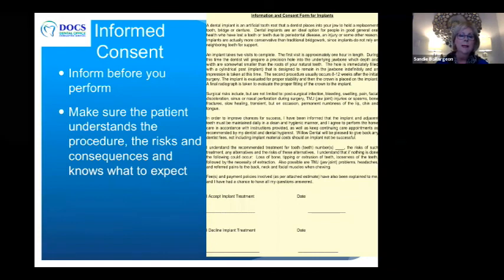A key thing that the assistant needs to do as well, it is part of the entire case acceptance process, is gain informed consent. So express consent is written consent. So make sure that the patient understands the procedure, as well as the risks and consequences of the treatment and what to expect. And also what to expect if they don't follow through with the treatment. That's important to remember when you're talking about this.